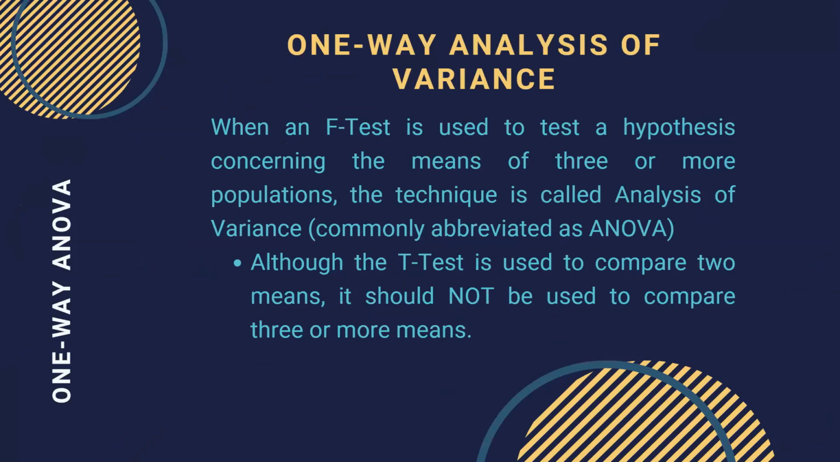When an F test is used to test a hypothesis concerning the means of three or more populations, the technique is called analysis of variance, commonly abbreviated as ANOVA. Although the t-test is used to compare two means, it should not be used to compare three or more means.